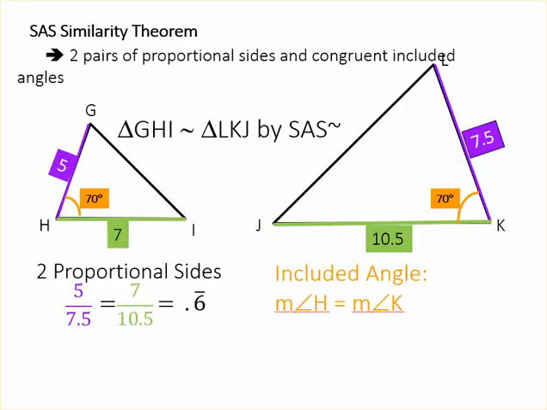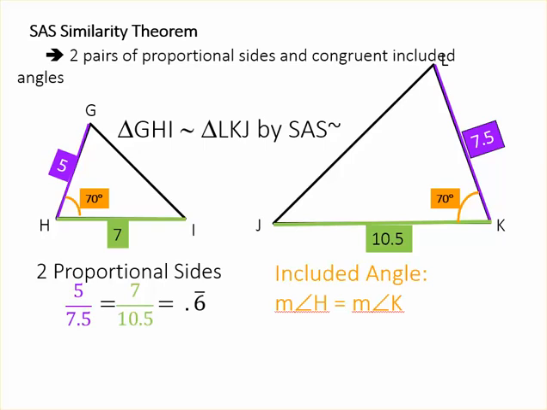And our last one is kind of a combination of the 2. It's called the side-angle-side similarity theorem. To use this, we need 2 pairs of proportional sides and the congruent included angles. So first, let's start by setting up our fractions. We're going to do the smallest side with the smallest side, so 5 over 7.5 and 7 over 10.5. Divide that on your calculator. Those both equal 0.6 repeating. So those are proportional, or equal ratios.